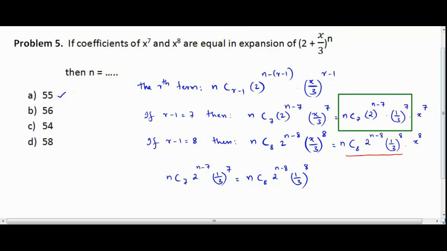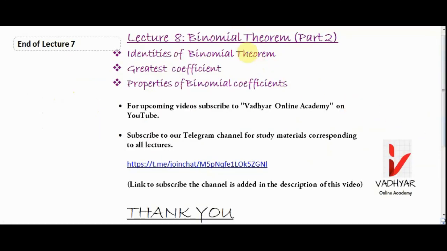So with this we are coming to the end of lecture 7. In lecture 8 we will continue with binomial theorem. We will discuss identities of binomial theorem, the greatest coefficient and properties of binomial coefficients.